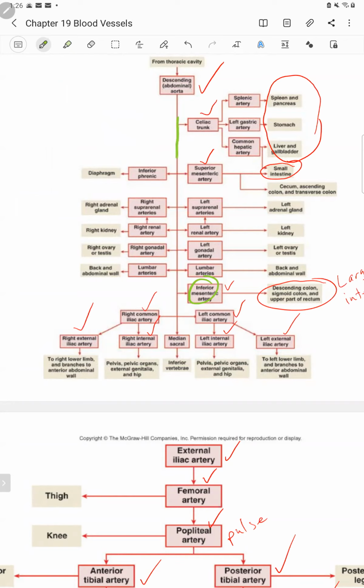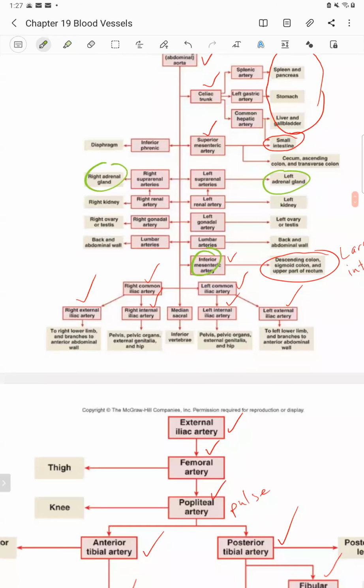Okay, as you work your way down, you get to the right and left suprarenal arteries, which supply your adrenal glands. Okay, when your adrenals release things like epinephrine, norepinephrine from the medulla, and then your mineralocorticoids and cortisol and aldosterone and all that stuff from the adrenal cortex, this is how it travels throughout your bloodstream, right? The arteries and veins come in and out of the adrenal glands, so your right and left suprarenal arteries.